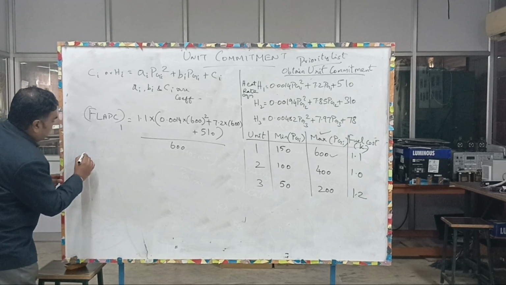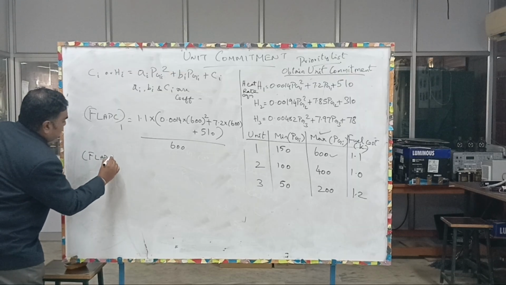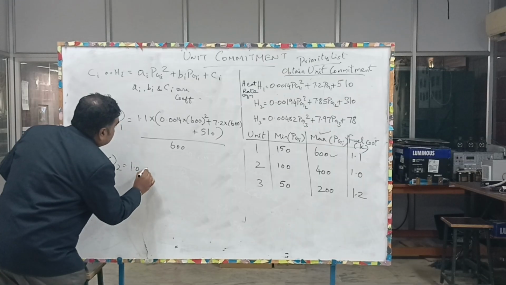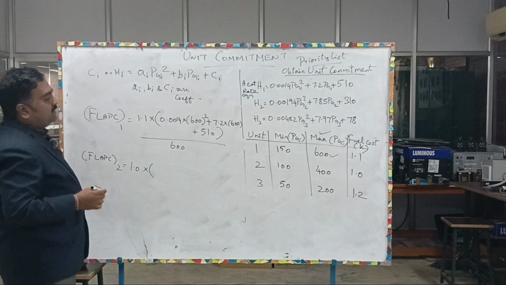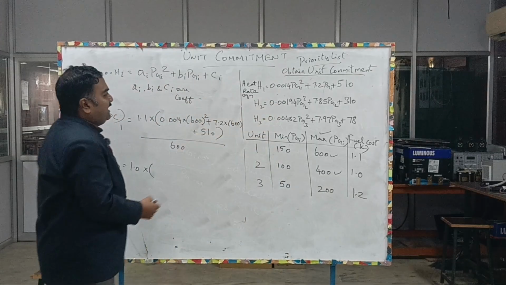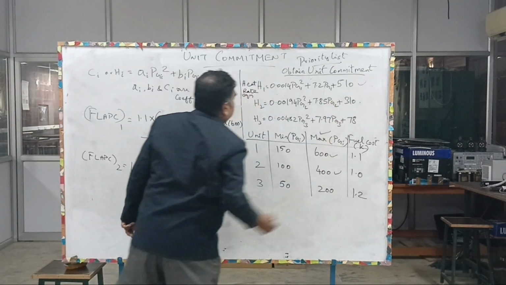Likewise, you have to find out the FLAPC of the second unit. The fuel cost of the second unit is 1 into, and you have to substitute the maximum generation of the second unit, which is 400, in the second equation. So the first equation is completed. Now the second equation we are going to do.